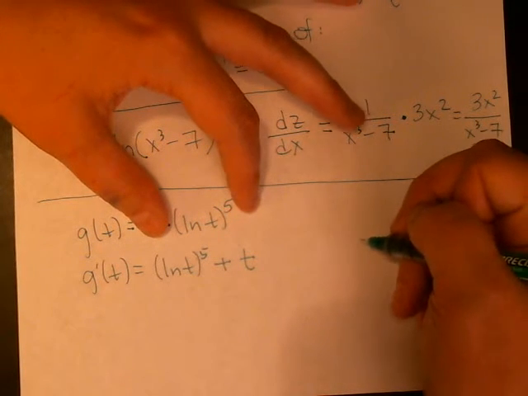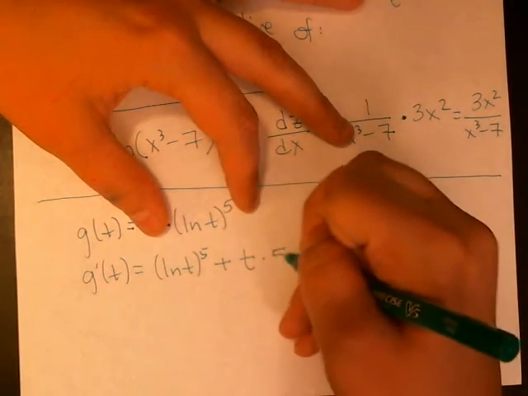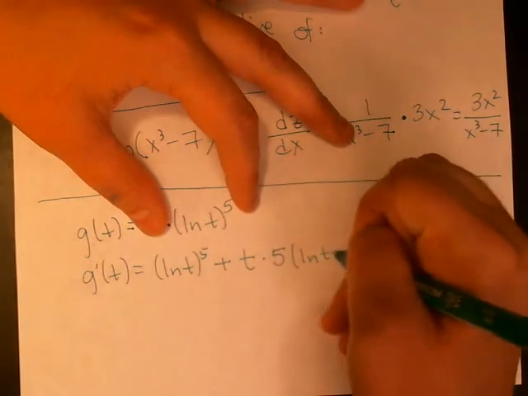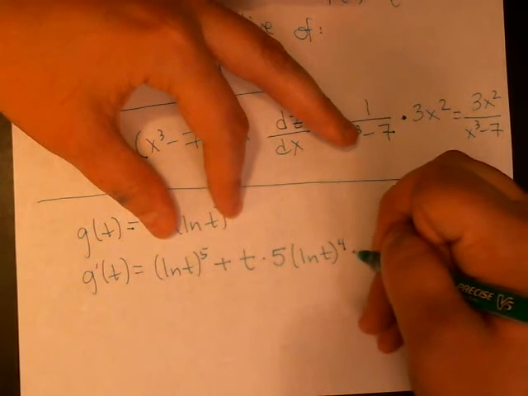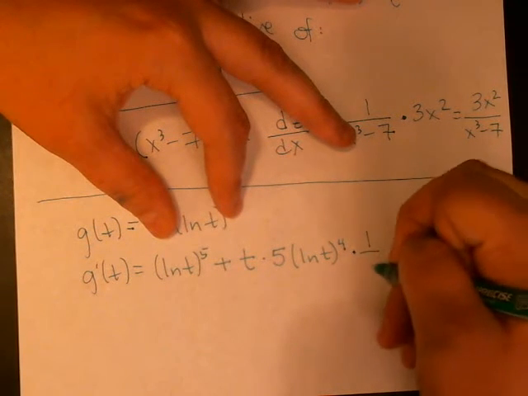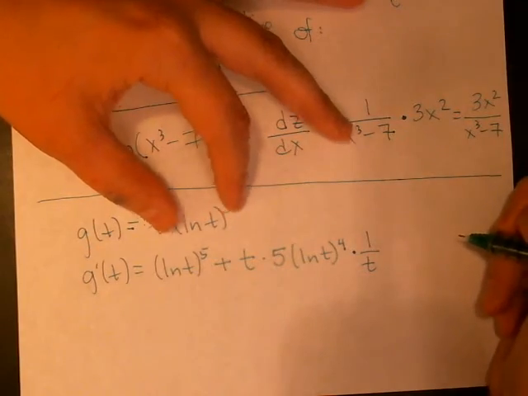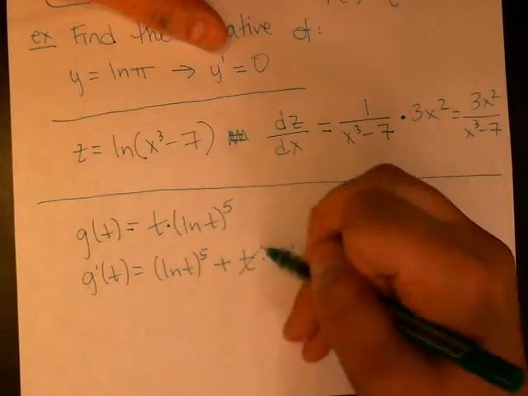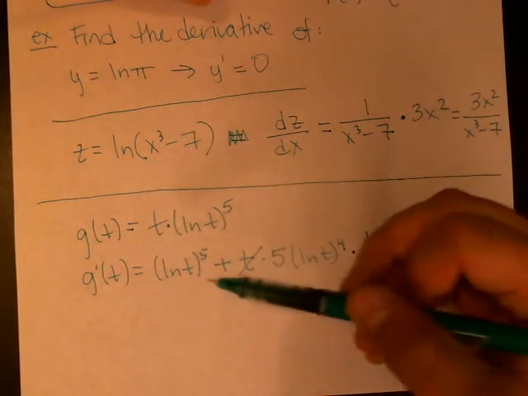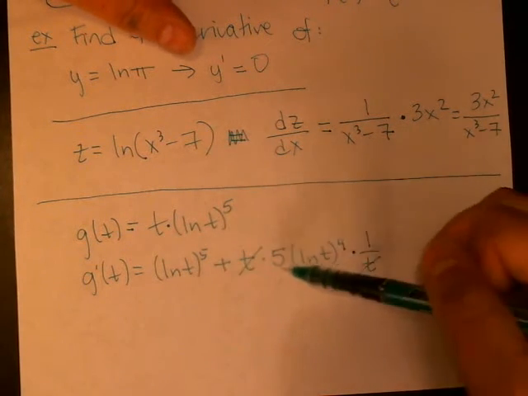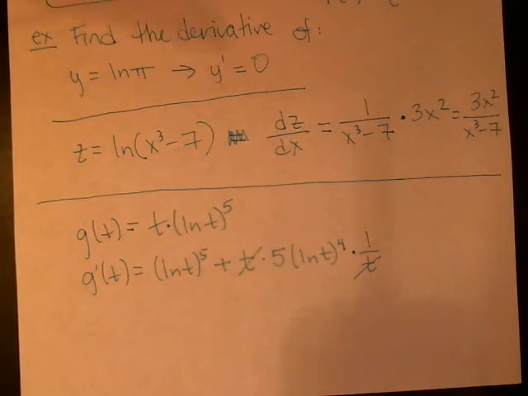This is stuff to the 5th, so we're going to have 5 times stuff to the 4th. And then we have to multiply by the derivative of stuff. Derivative of natural log of t is 1 over t. So this actually simplifies really nicely. The t's cross out altogether, and I have natural log of t to the 5th plus 5 times natural log of t to the 4th. You could leave it like that.